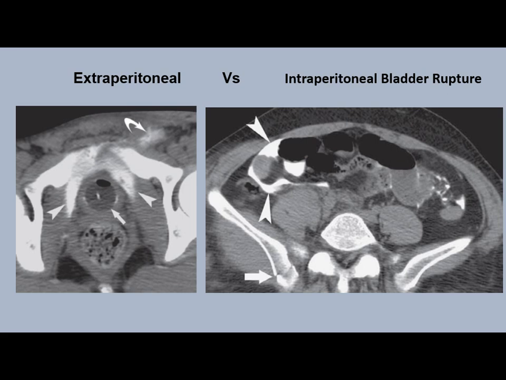Bladder rupture, we have extraperitoneal and intraperitoneal rupture. Extraperitoneal usually occurs when the bladder is empty at the time of the accident. We see extravasation of the contrast into the retropubic region, or sometimes we see contrast extravasation into the thigh. While the intraperitoneal, which usually occurs in the case of urinary bladder filled with urine at time of injury, and the contrast extravasates to outline the walls of the bowel in the peritoneum.